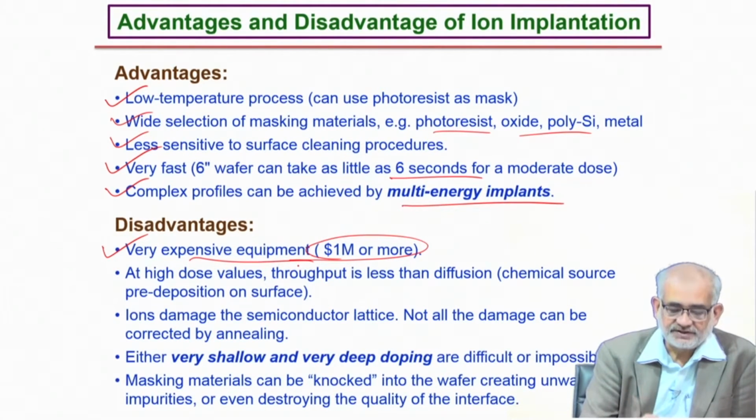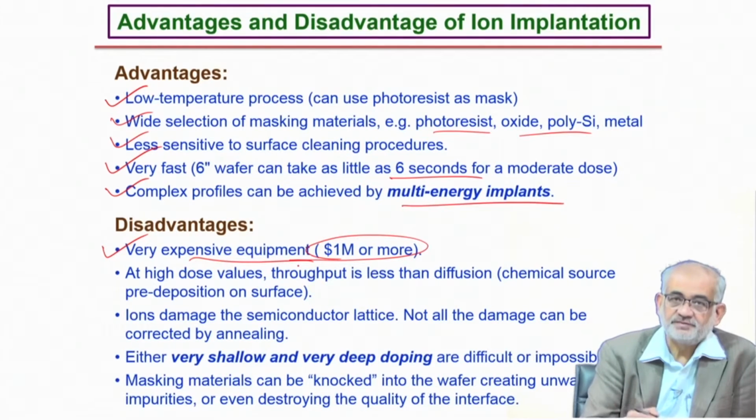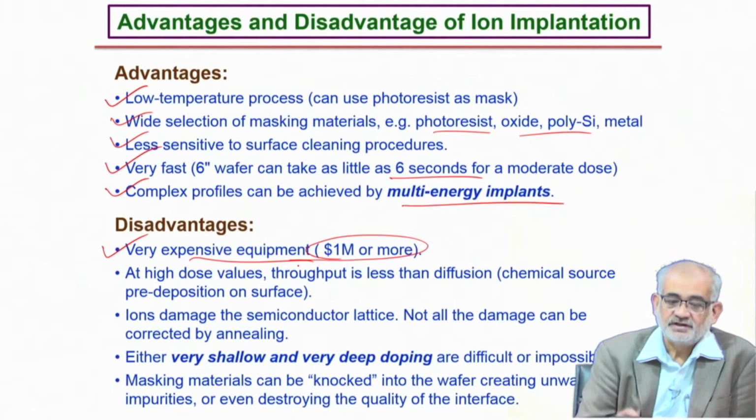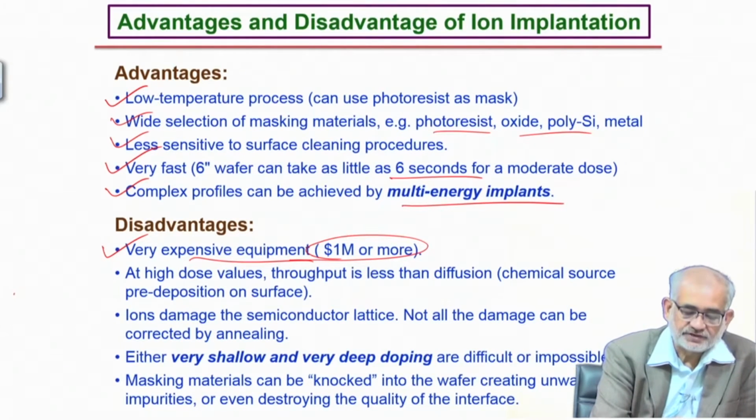And another very big disadvantage is that you are not covering a large area at the same time. Compared to this, if you take any diffusive process, you coat the surface, and the entire surface gets implanted at the same time. Whereas this is a line of sight process, so obviously, if you have to cover this entire surface area, you have to have a rastering mechanism by which you can cover this whole area. And that takes time.